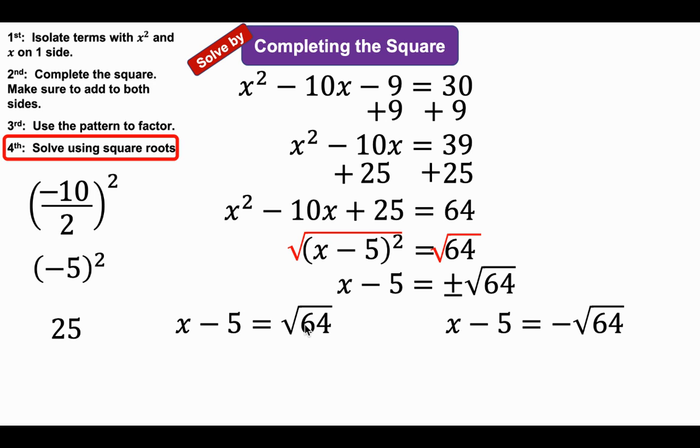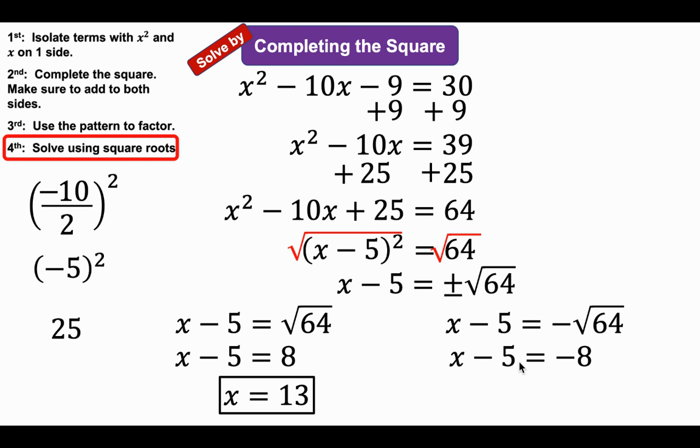So square root of 64 is an 8. Subtract 5, so you're going to add 5. You get a 13. Same thing here, but it's not a positive 8. It is a negative 8. Add 5, you get a negative 3. And that is all. So that's how you solve by completing the square.